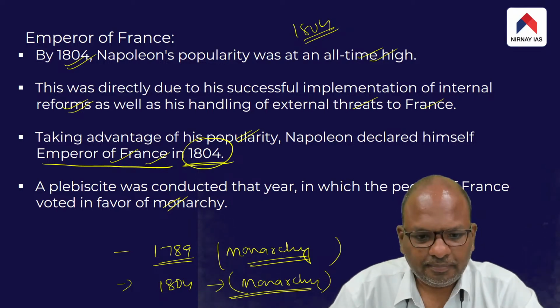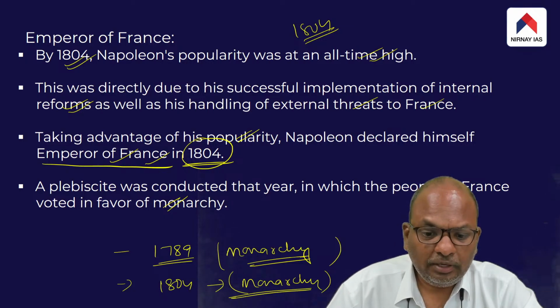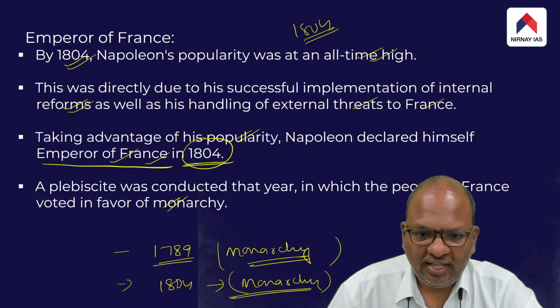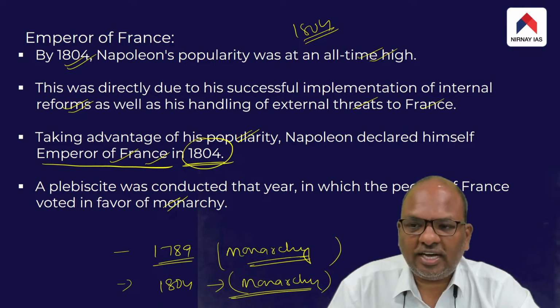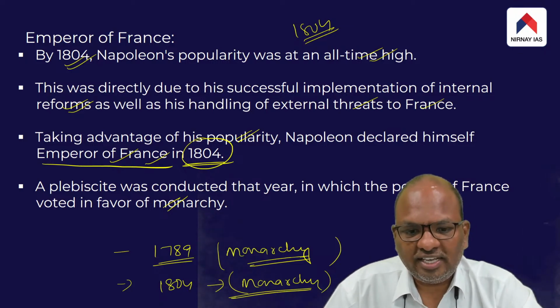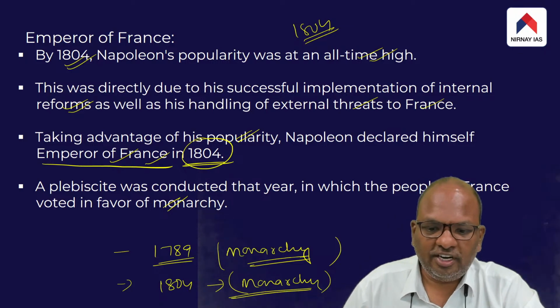So in the coming classes, we will be discussing why this happened, what made the people of France go back to monarchy. That point will be discussed exclusively because that point was asked as a question many times in various examinations. So that point will be elaborated further.